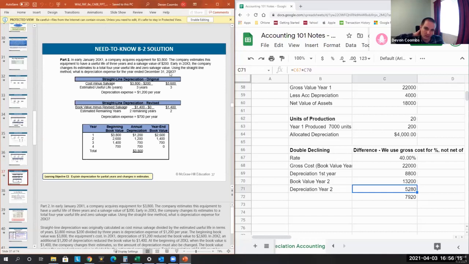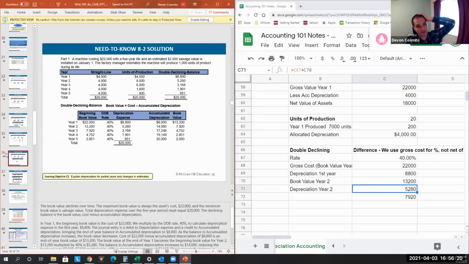I don't want you to focus on this need to know 8.2. Don't worry about that. I really just want you to come away from this class understanding the three different methodologies. Does this make sense? Any questions?